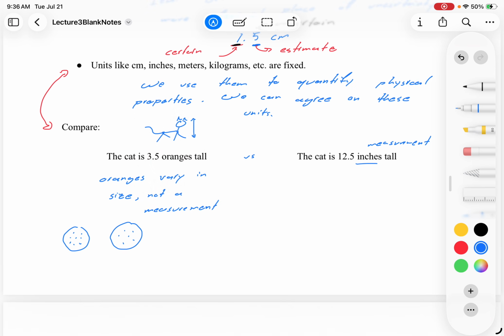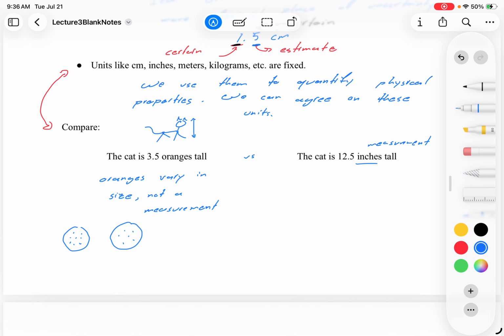You go to the vet. The vet tells you, "Oh, your cat is 3.5 oranges tall." You're like, "Yeah. Are they large oranges? Are they medium oranges? Are they small oranges? What kind of oranges are they?" Like, you go to the store, you see all these oranges of different sizes. They're not fixed. They cannot be used as measurements.